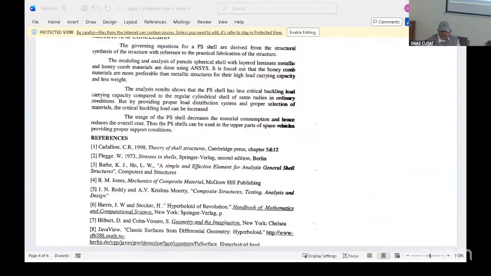Basically, if you make a pseudospherical structure, and load it and see, even aluminum is also okay, because fiber and all that we may not. At least shape-wise, one conical structure of aluminum, same thing with the pseudospherical one. You will see the difference in the load bearing.